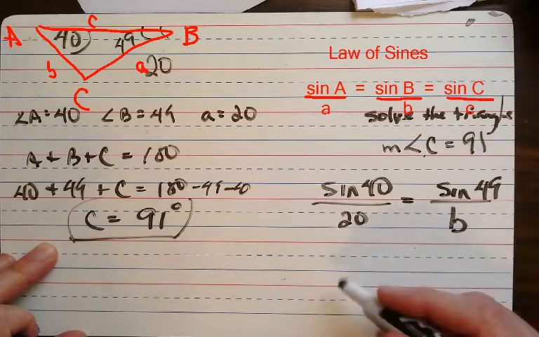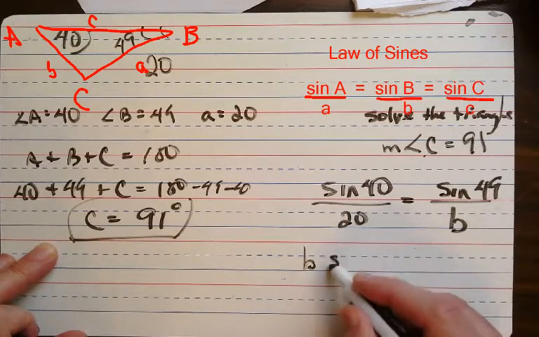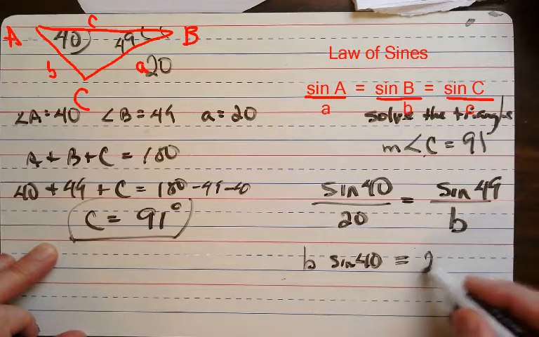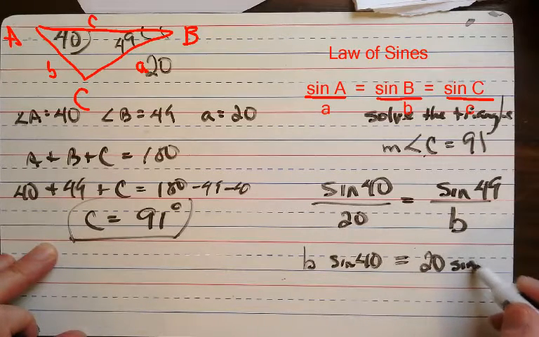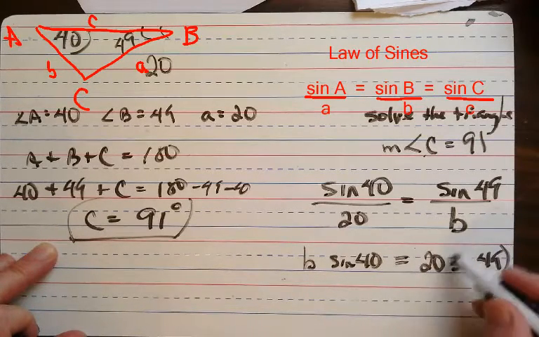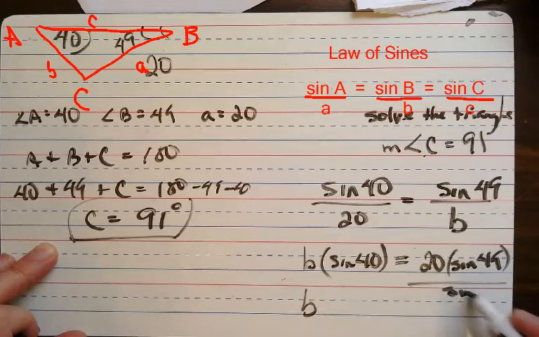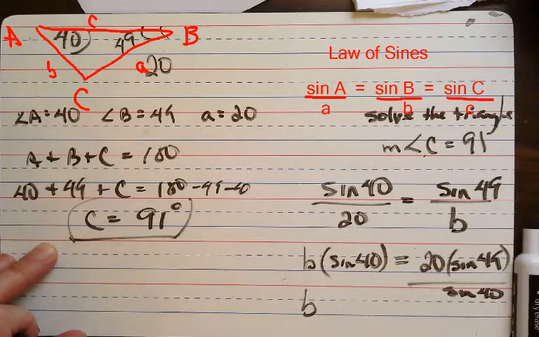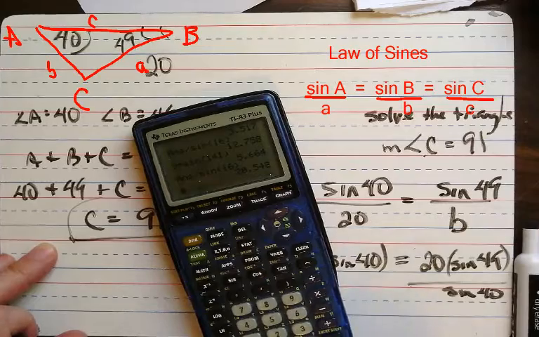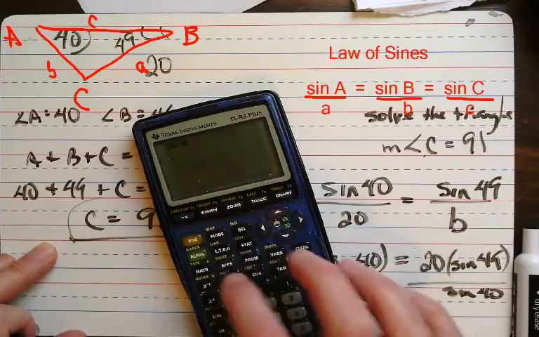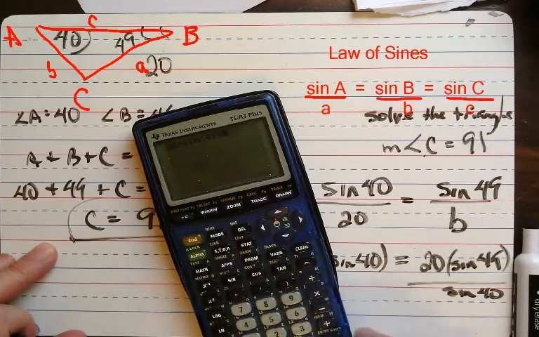Something we've been doing for the last week. B times the sine of 40 is going to be 20 times the sine of 49. And if I want B by itself, all I have to do is divide by the sine of 40. So let's do that. I'm going to say 20 times the sine of 49, divided by the sine of 40.